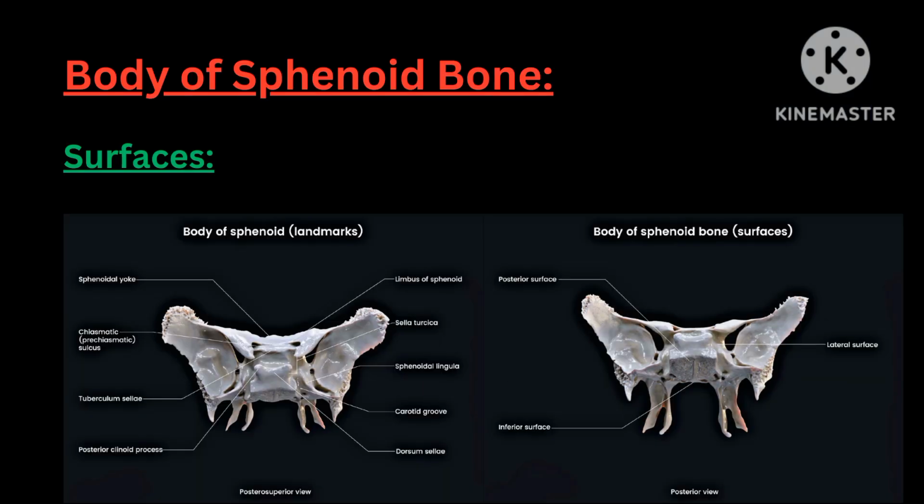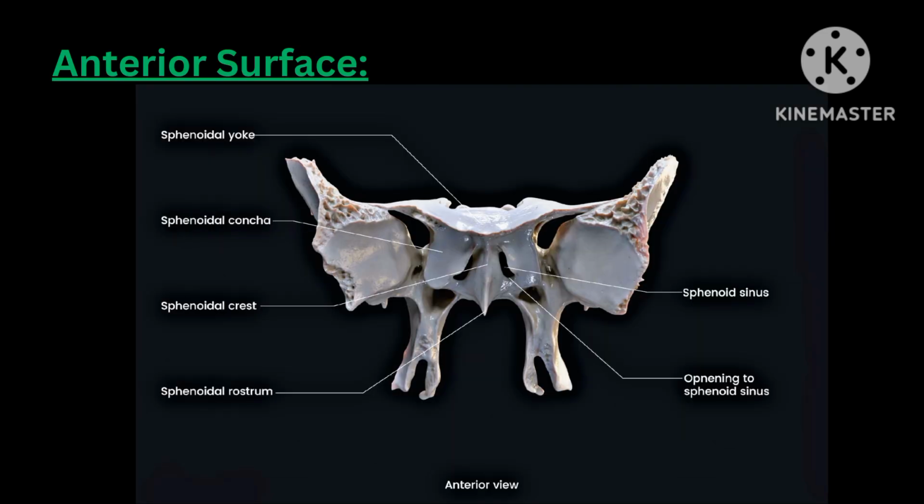The body of the sphenoid, or sphenoid body, is the central portion of the sphenoid bone located between the wings and processes of the bone. The sphenoid body houses the sphenoidal sinuses. The body has 6 surfaces: posterior, anterior, inferior, superior, and 2 lateral surfaces. The posterior surface of the sphenoid body is the part that joins with the basilar part of the occipital bone.